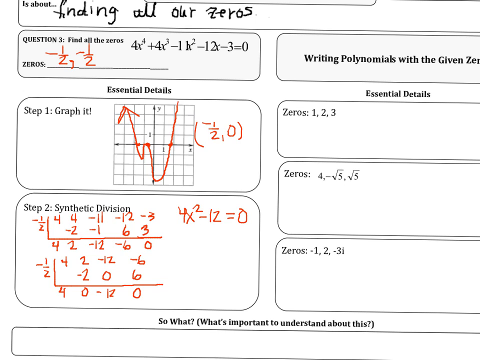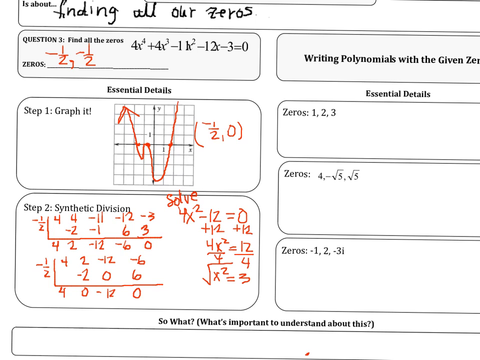Now, since there's no x term, I can just solve using square roots with this problem. So I'm going to solve it using square roots. I'm going to add 12 to both sides first. So I have 4x squared equals 12. Divide both sides by 4. X squared equals 3.